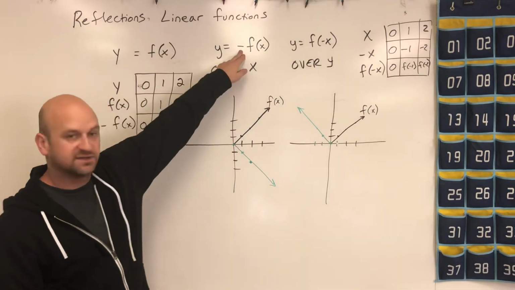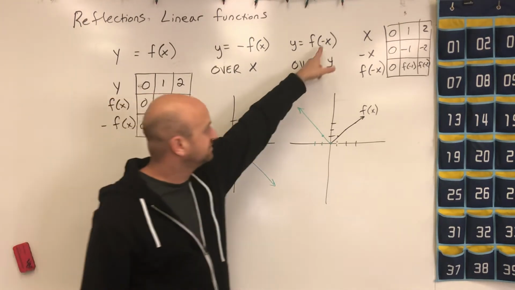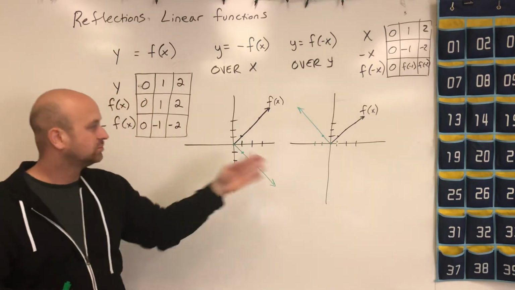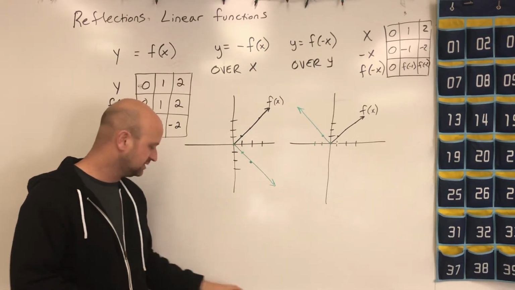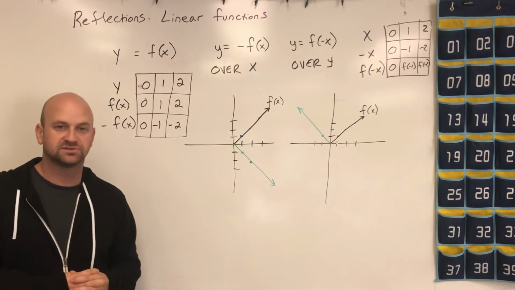So again, if the negative sign is in front of the function, we go over the x-axis. If the negative sign is in the parentheses, we're going over the y-axis. So keep this in mind as you do your reflections of linear functions.